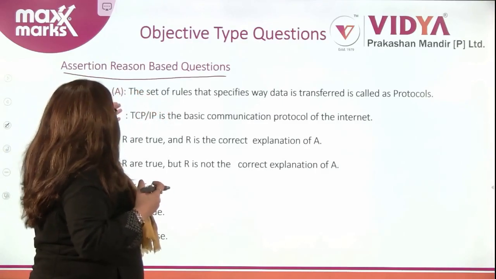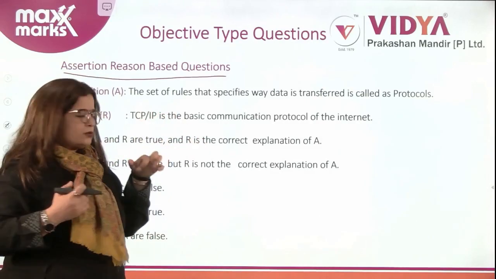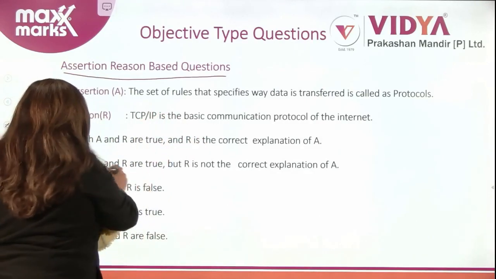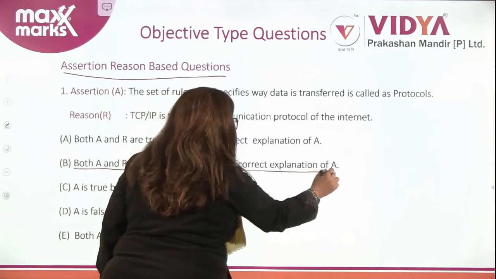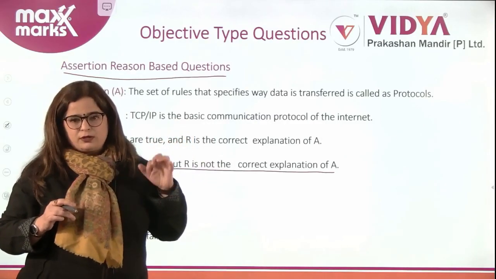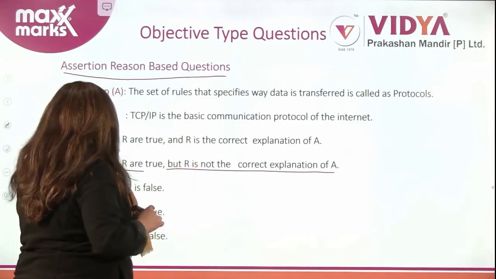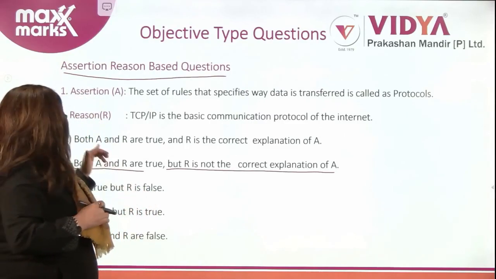Yes, it is related to this. The protocol TCP IP is part of the protocol. So we can say that both A and R are true, but R is not the correct explanation of the protocol. That is the part of the protocol, right? Clear? So for such types of questions, these are the options that would be given to you, like both A and R true and R is the.